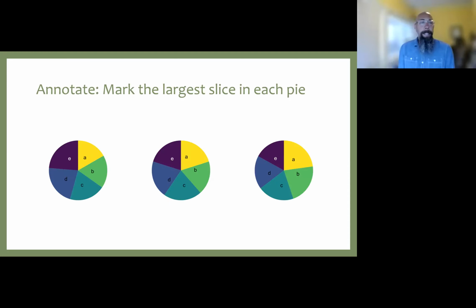Use the annotate tool. Mark with the stamp the largest slice in each of these pies. Tell me which slice. There's one slice that's bigger than the others in each of these three. Tell me where. Okay.